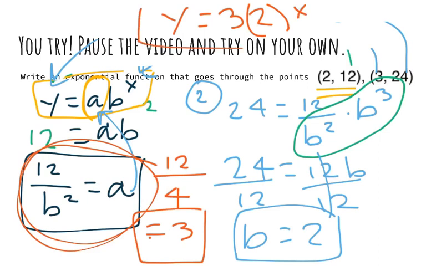So this is an exponential function. This would be exponential growth because that value for b is greater than 1.